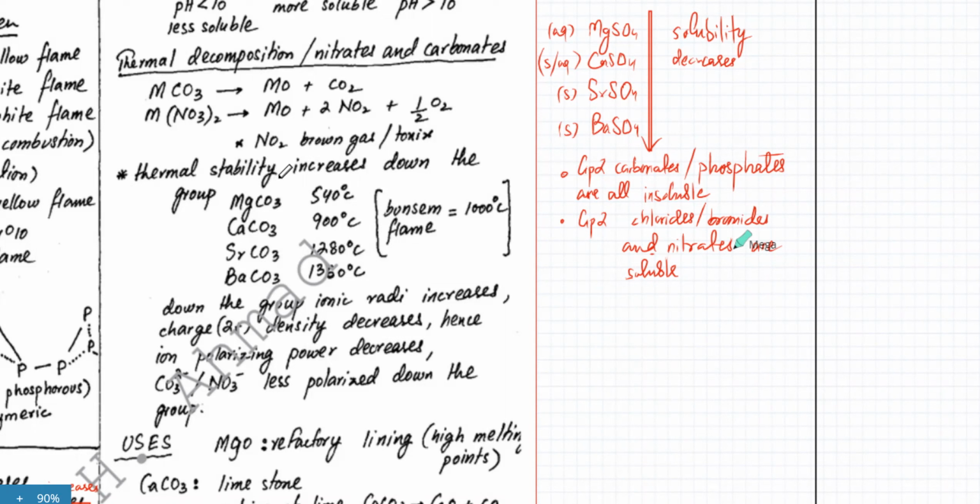ठीक है? ये चीज clear? इस पर कोई question नहीं है. Is this clear? Yes, sir.